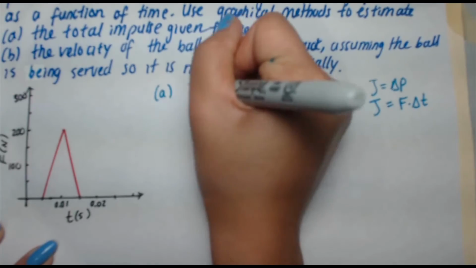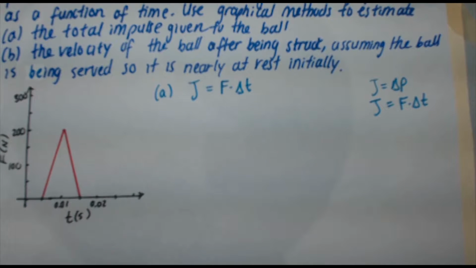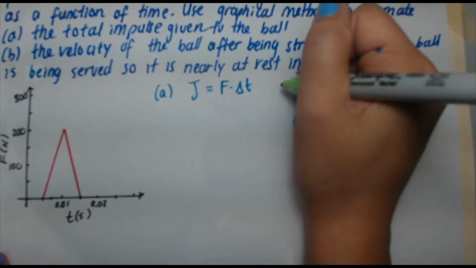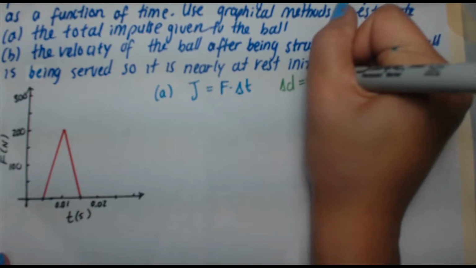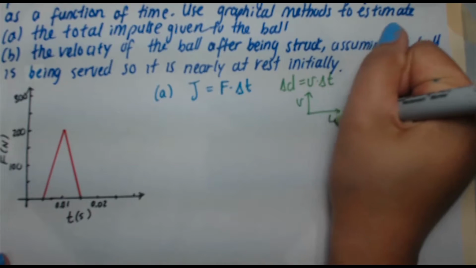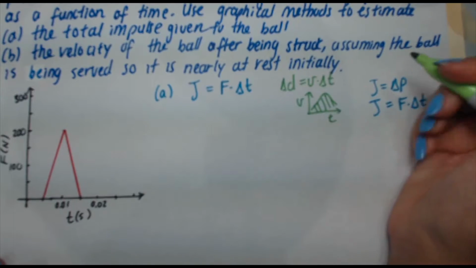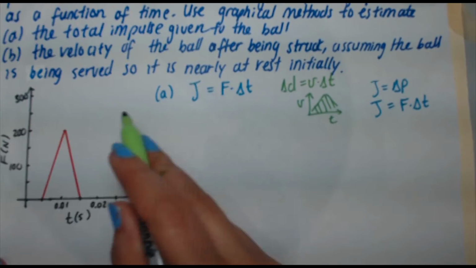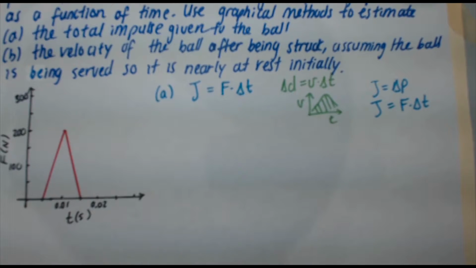If we say that J is equal to F delta T, hopefully this reminds you of something we did many videos ago when we were looking at velocity time graphs. When you saw that distance is equal to speed times time, with a speed versus time graph, the area under the graph represented the distance. Same thing here. If you have an F versus T graph, the area under the graph is going to represent impulse. Essentially what you have here is a triangle, so it's 1/2 base times height.